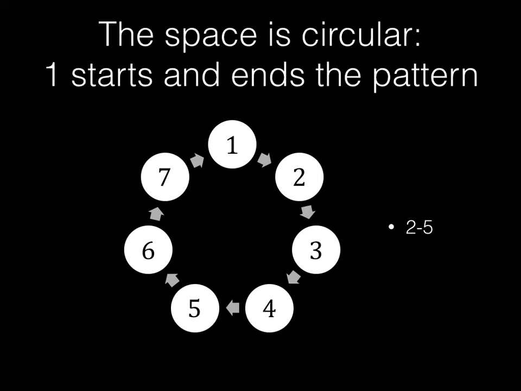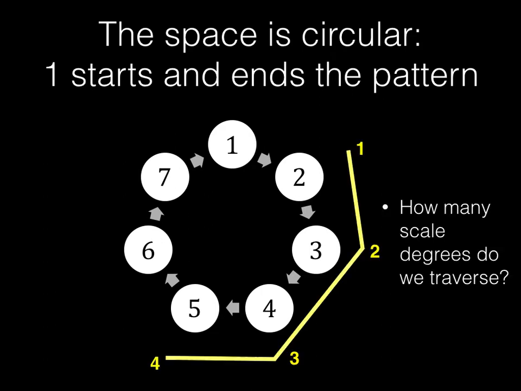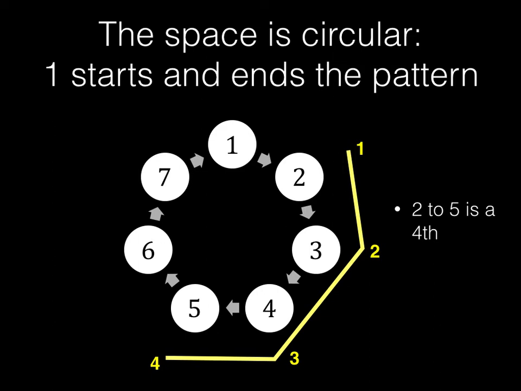So let's consider 2 and 5, the interval between 2 and 5. How many scale degrees do we traverse? Well, 2, 3, 4, 5. That's 4 scale degrees, 2 being the first one, 3 being the second one, 4 being the third, and 5 being the fourth. There are 4 scale degrees traversed, and so 2 to 5 is a fourth.